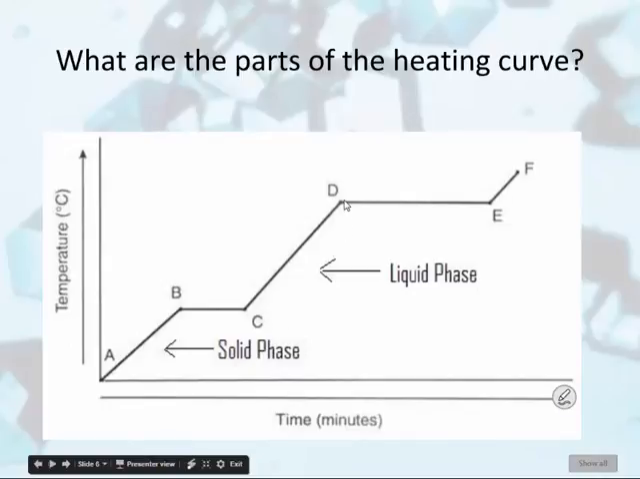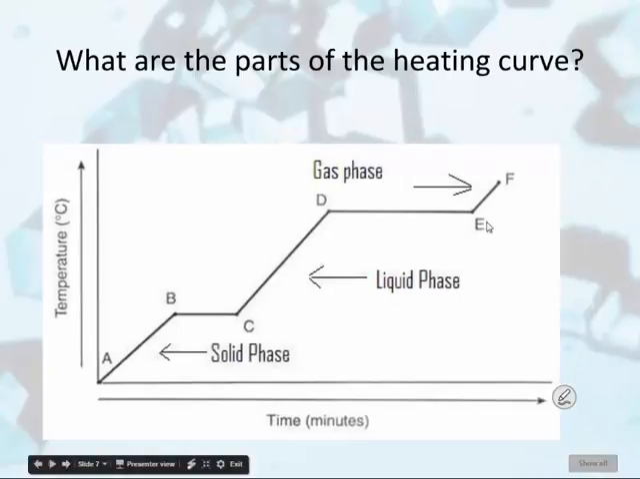Between C and D, we're in the liquid phase. Again, we're increasing kinetic energy between C and D, so our temperature is increasing. Those molecules are moving a little bit faster as the time goes on. And then as you could probably guess, between E and F, we're heating up a gas. So again, kinetic energy in this phase will be increasing.